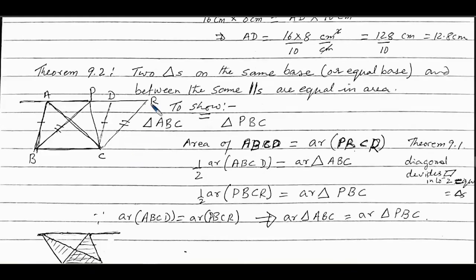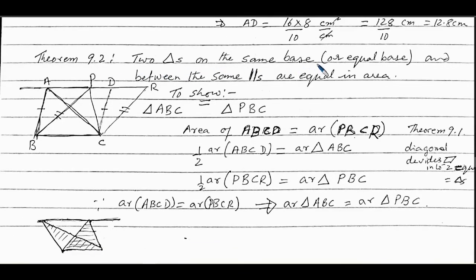Now theorem 9.2: two triangles on the same base or equal bases and between the same parallels are equal in area. That is, suppose this is one triangle and this is another triangle, between two parallel lines. If the bases are common and they are between two parallels, then they have the same area. So it can be like this also. I have drawn a simpler one, but it can be obtuse also. So the area of this and this will be the same.